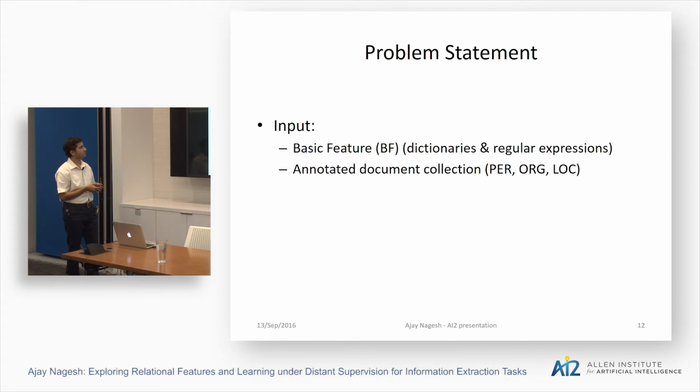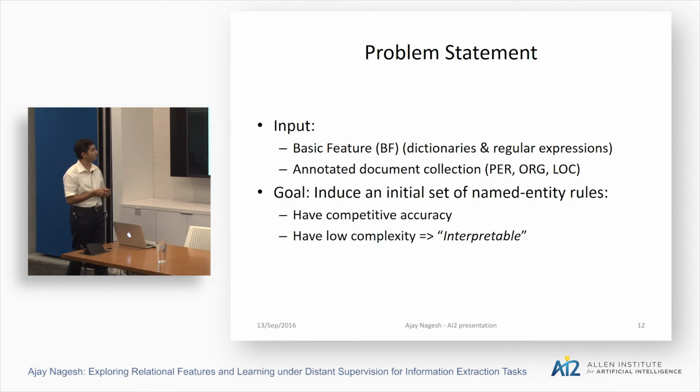So, specifically the problem statement is as follows. Suppose we are given as input a set of basic features in the form of dictionaries and regular expressions, and we automatically construct the predicates that we saw before. We are also given an annotated document collection which contains annotations of person, organization and location. Our goal is to induce an initial set of NER rules that have competitive accuracy and low complexity. We will define what this complexity is later in the talk. The loose connection is that a rule having low complexity is interpretable. Of course, this is questionable. There can be a lot of debate on this.